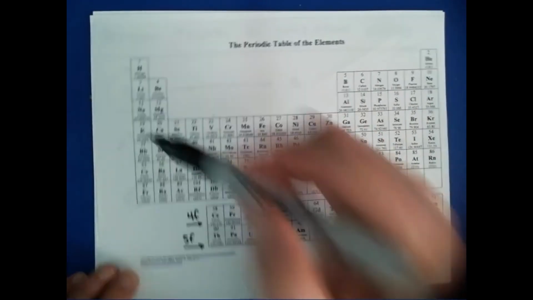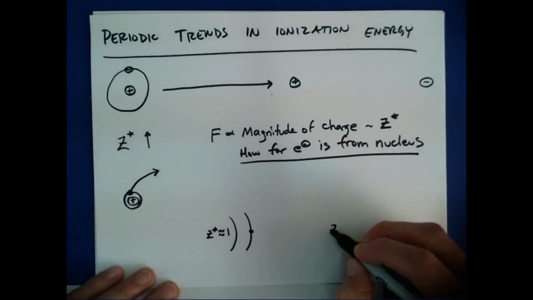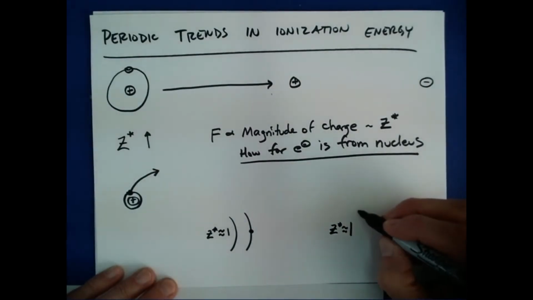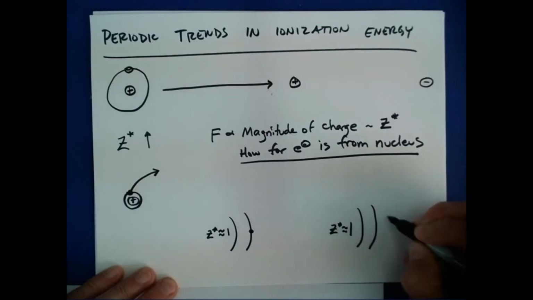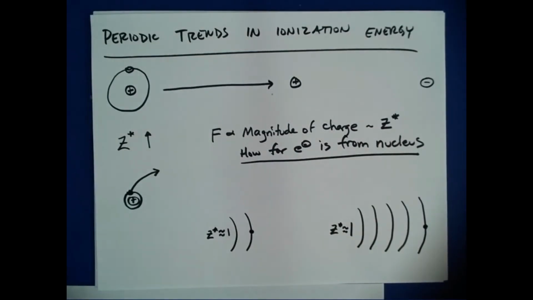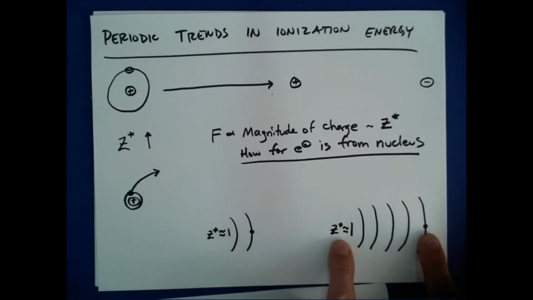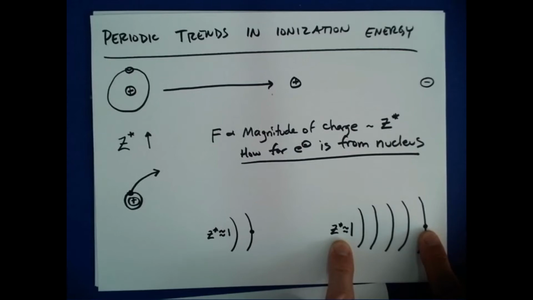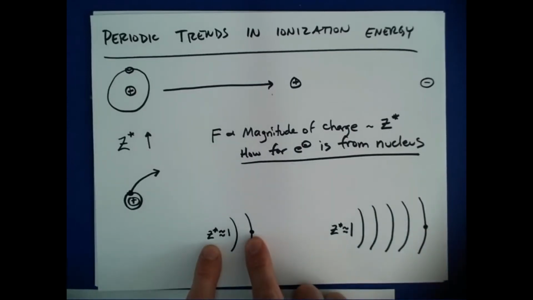That's going to be the fifth shell. That's also going to have Z star approximately equal to 1 based on our Z star estimate. But that electron is going to be 1, 2, 3, 4, 5 shells from the nucleus. And so if we have an electron that's close to the nucleus, experiencing an effective nuclear charge of 1, and another electron that's further from the nucleus, experiencing an effective nuclear charge of 1, it's going to be much easier to remove this electron than it is to remove this electron.